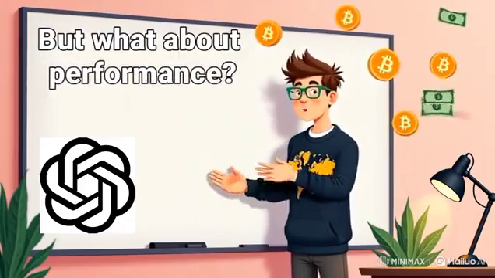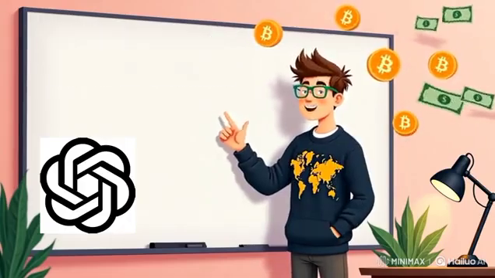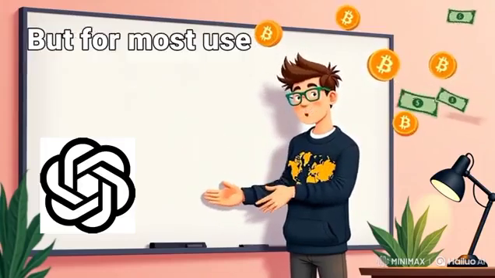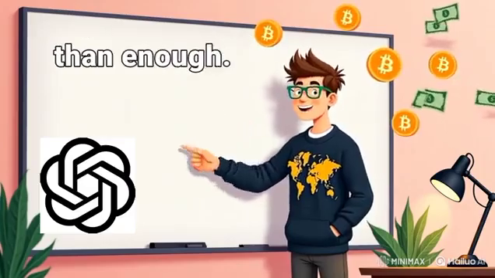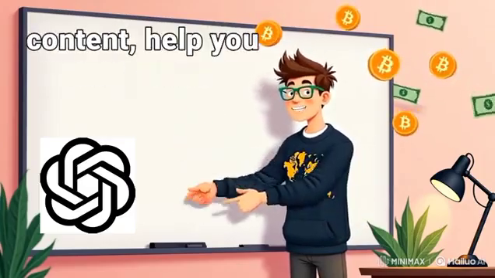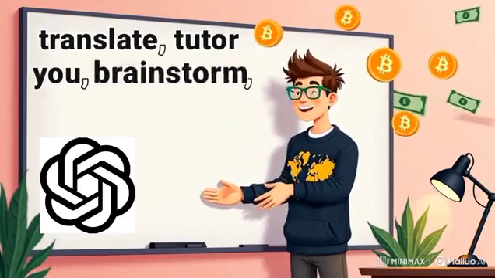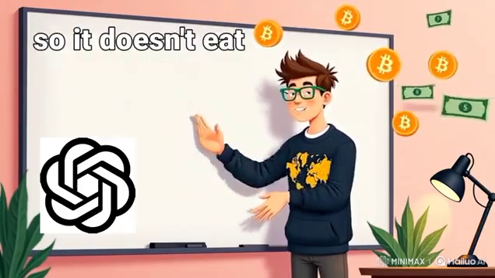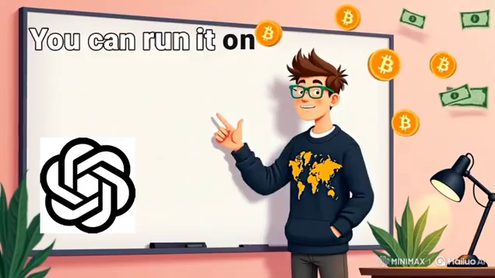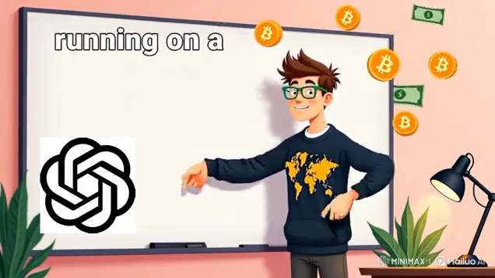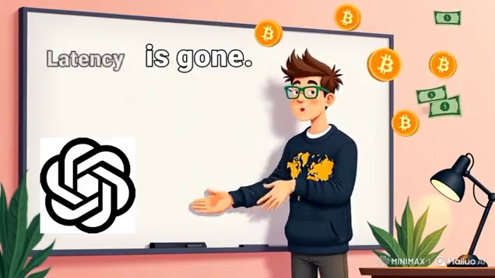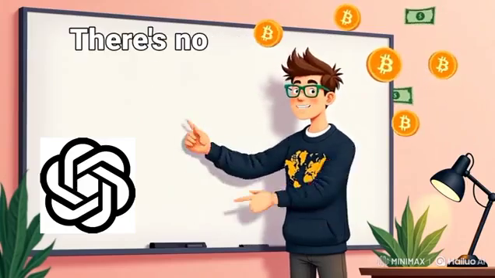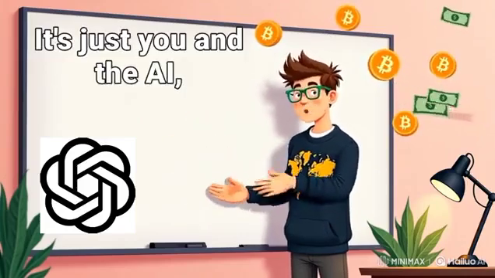But what about performance? This isn't GPT-4 Turbo. You're not going to write a novel in one prompt or code an entire app from scratch. But for most use cases, it's more than enough. It can summarize text, write content, help you code, translate, tutor you, brainstorm, and it's getting better every day. The model size is optimized so it doesn't eat up 64 GB of RAM. You can run it on a MacBook. Heck, you might even get it running on a Raspberry Pi. And the best part? Latency is gone. Since it runs locally, the response time is instant. There's no internet lag. It's just you and the AI, one-on-one.